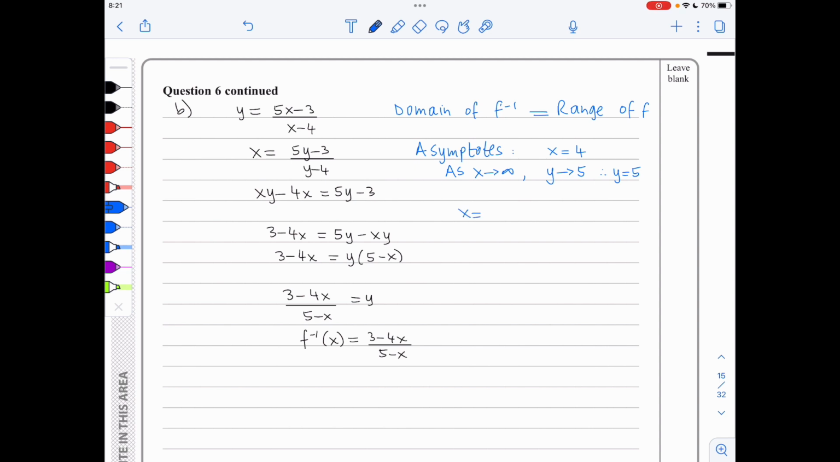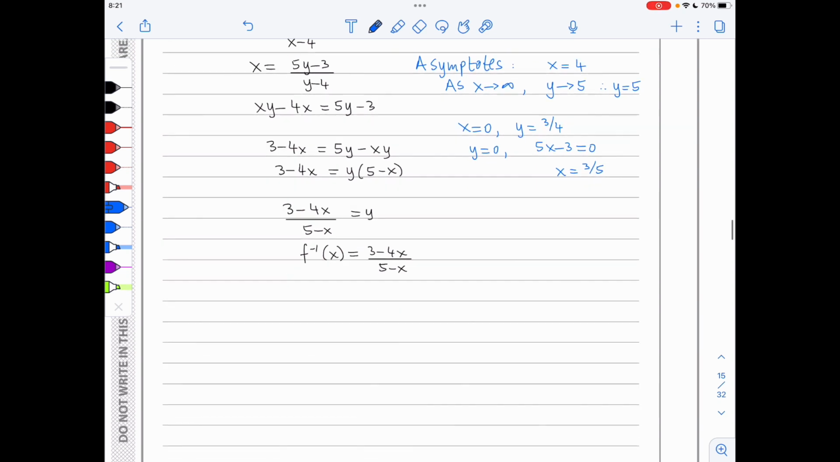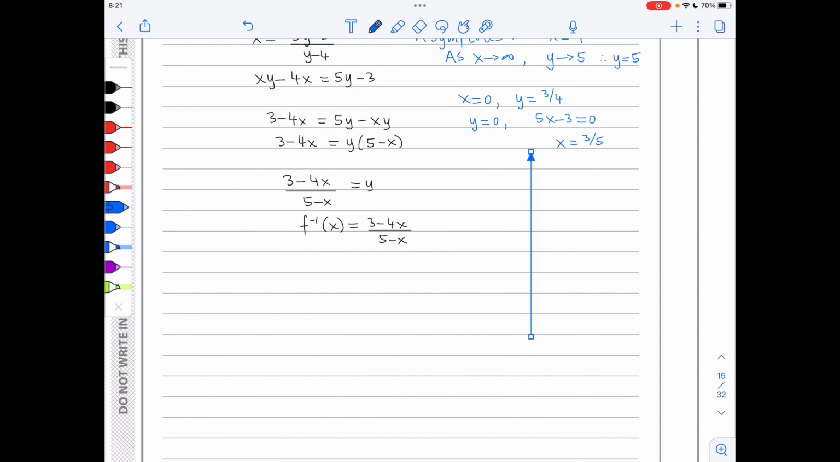We can also see that when x is 0, y turns out to be 3/4. And when y is 0, we've got that 5x - 3 is 0, which leads to x being 3/5. So I've got the cuts on the two axes. I can now proceed in sketching my graph. It certainly belongs in the reciprocal family of curves. So I will start by drawing my asymptotes at y is equal to 5 and x is equal to 4. So there it is. Let me label my asymptotes. This is y is 5, this is x is 4. And we've got a cut on the positive y-axis and the positive x-axis, the 3/4 and the 3/5.